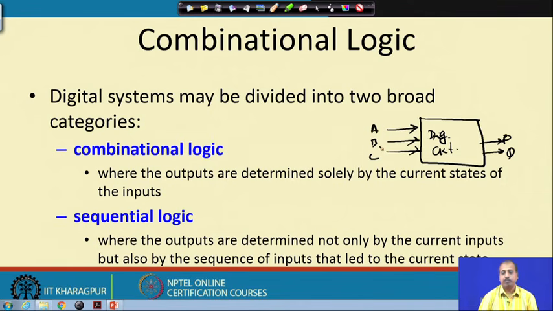So, it need not be exactly at these boundaries like 9, 8, 7. You can say that it depends on the total history of these inputs from the beginning of the system. That type of logic will be known as sequential logic. In our course we will be dealing with both types of logic, both combinational and sequential, but initially we will be discussing combinational logic because that is simpler to understand, and then we will proceed towards sequential logic.